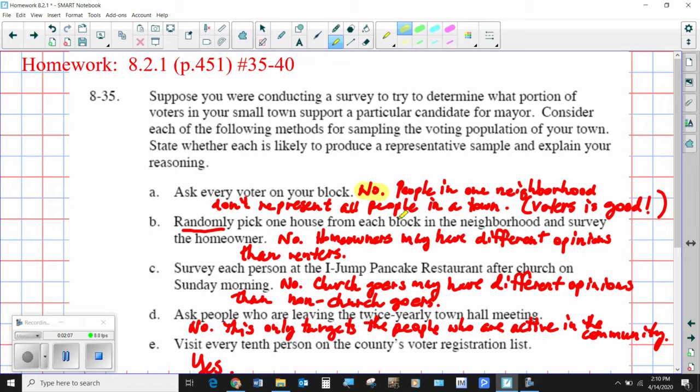Randomly picking one house from each block in the neighborhood and surveying the homeowners. Well, I like the random part of it, but still, they're in your neighborhood. So that doesn't make it truly representative of the entire town.